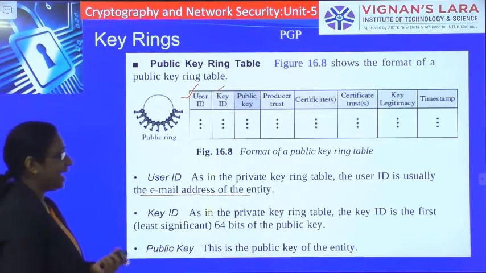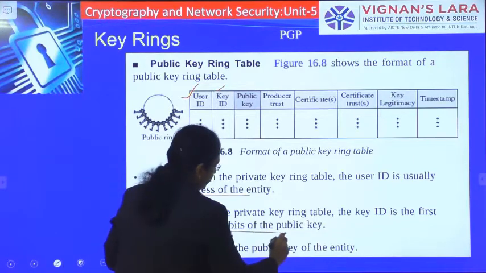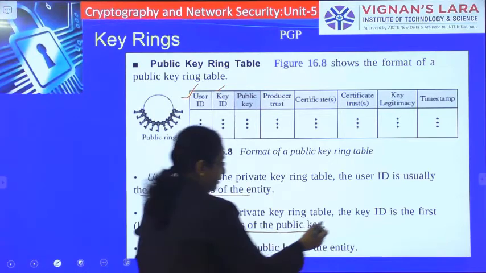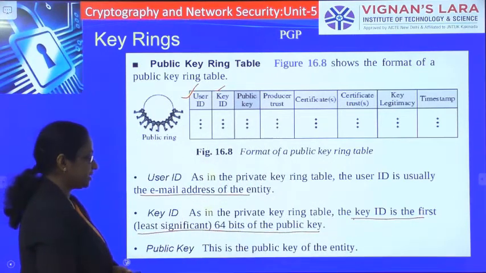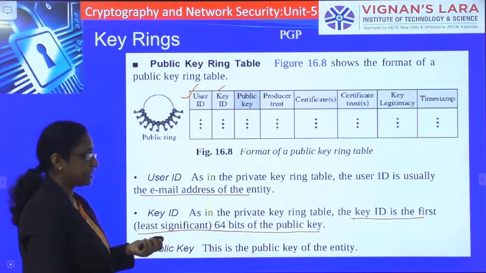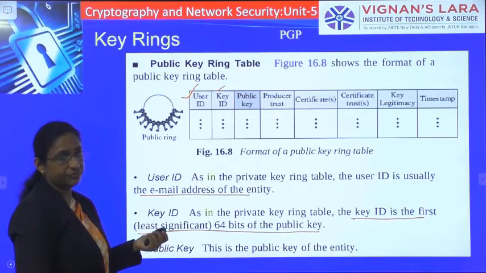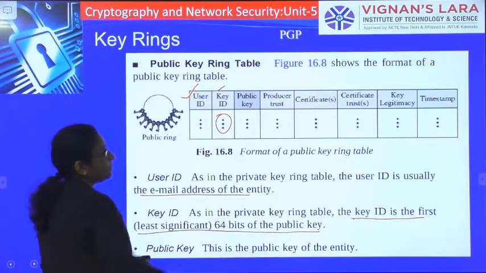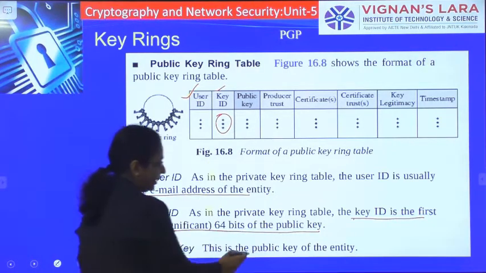The key ID is the least significant 64 bits of the public key. Those 64 bits of the public key are stored in this key ID. And then the public key, which is nothing but the public key of the entity.